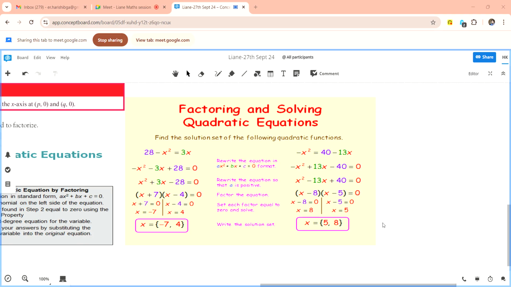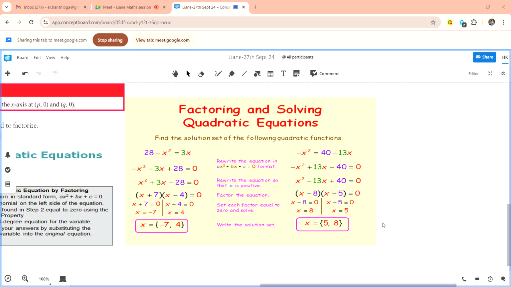So the first method to get the solution of a quadratic, and one of the easiest ways, is doing the factorization of the quadratic. You can see over here you have two examples given and how to set this quadratic into factors.